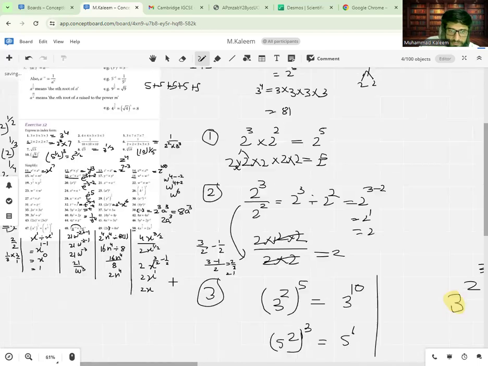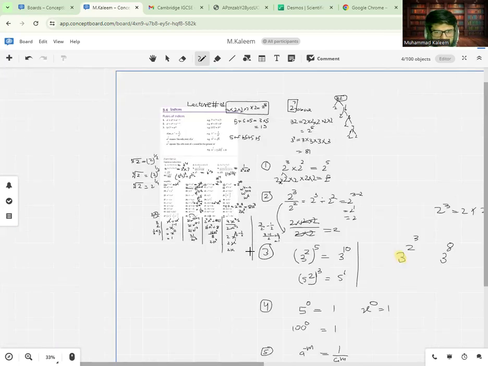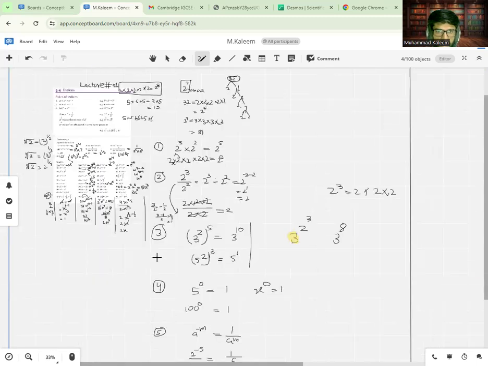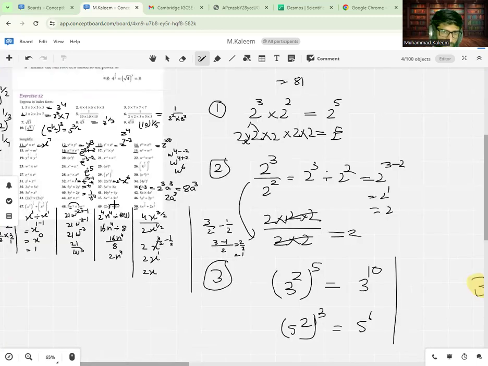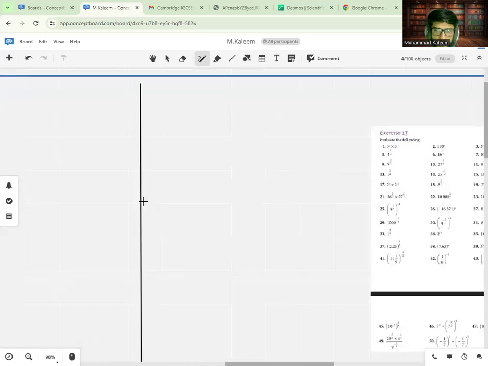So that's all. I hope you understand these rules, the 6 rules we have in total about the indices. So if you have any question related to these rules, you can ask the question in the comment section.